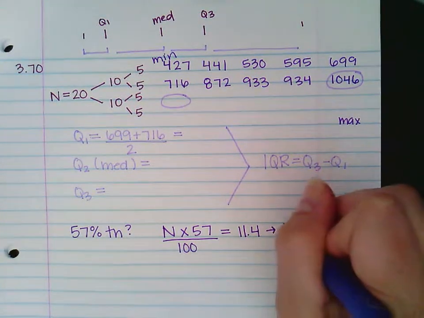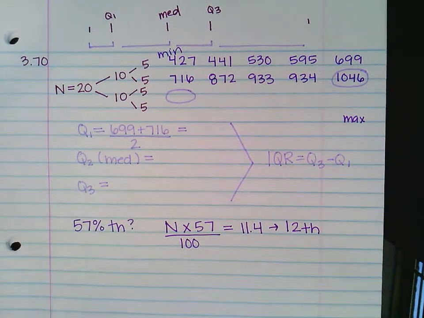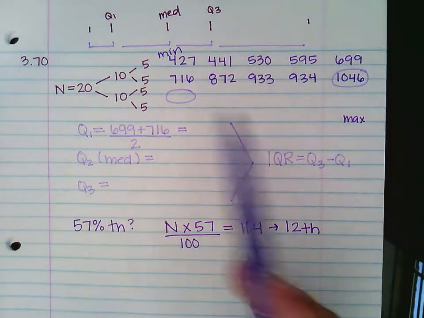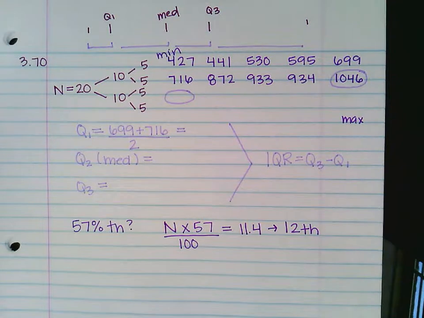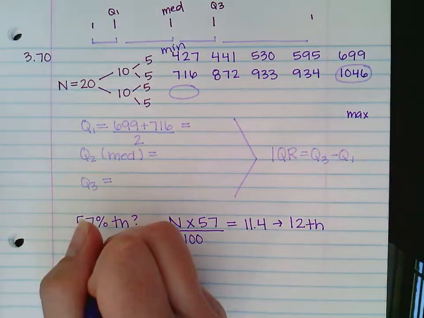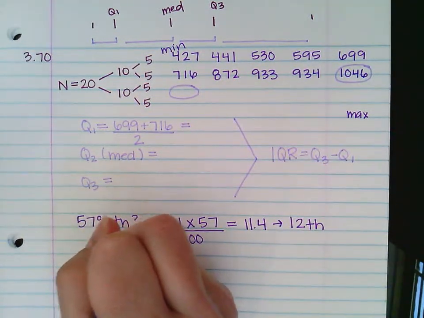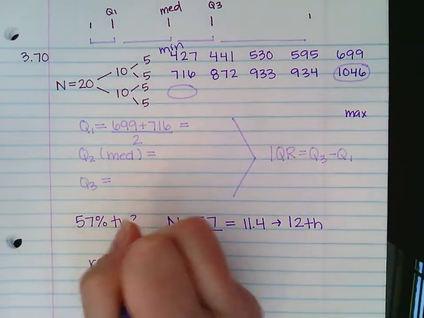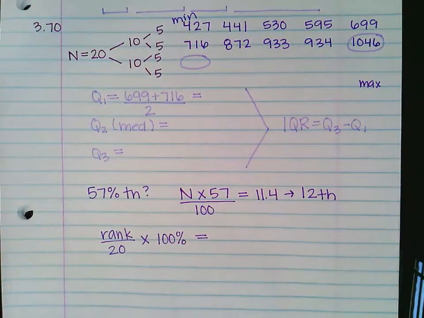So I want to always go to the next term. Okay, always go to the next term. Don't round, go to the next term. So then if you have everything in a list, you can go to the 12th term and you're done. Now, if I wanted to find the percentile rank of a certain value, the percentile rank of 1046 here, then you're going to take that number's rank out of 20, and then multiply that by 100%, and that's going to give you the percentile ranking for that number.